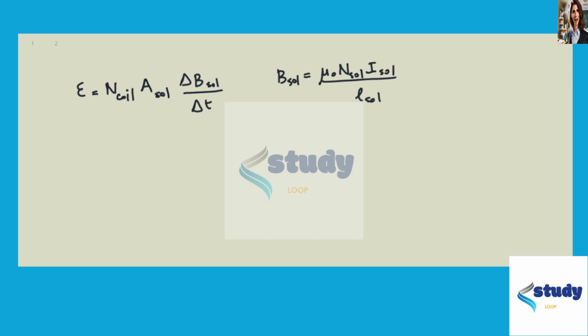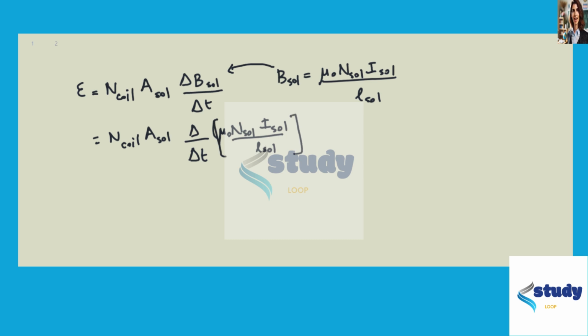So the epsilon then is going to be equal to N coil times the cross-sectional area of the solenoid, dB, which is the magnetic field of the solenoid, divided by dt. And remember, B solenoid, we said that it's equal to mu naught N solenoid, the current through the solenoid divided by L solenoid. So let's put this back in inside the delta. So N coil, A solenoid, d over dt. We have mu naught N solenoid, I solenoid divided by L solenoid.